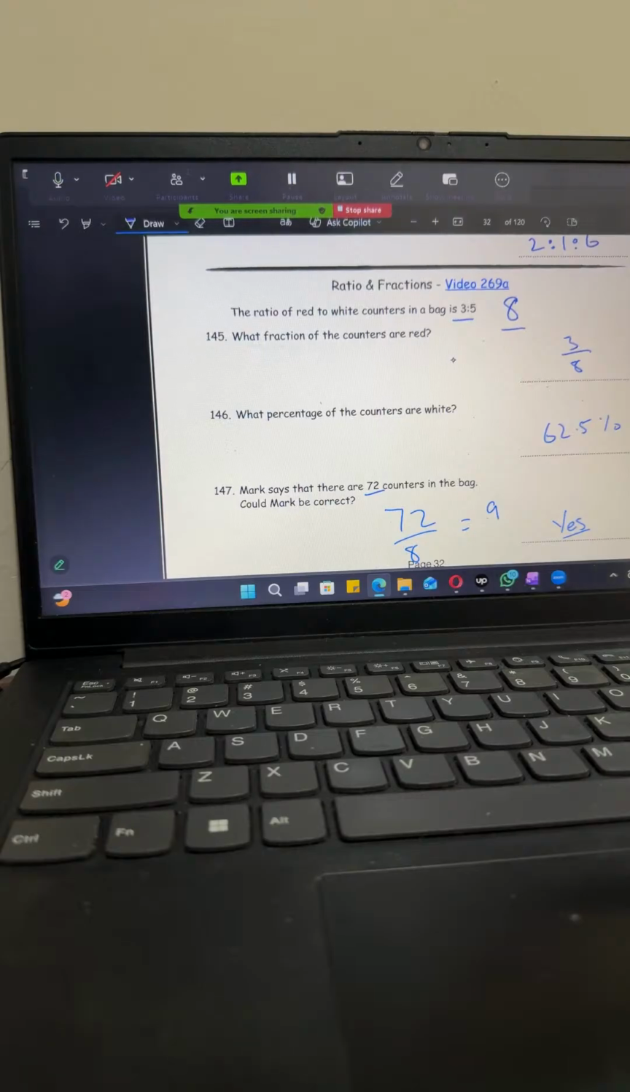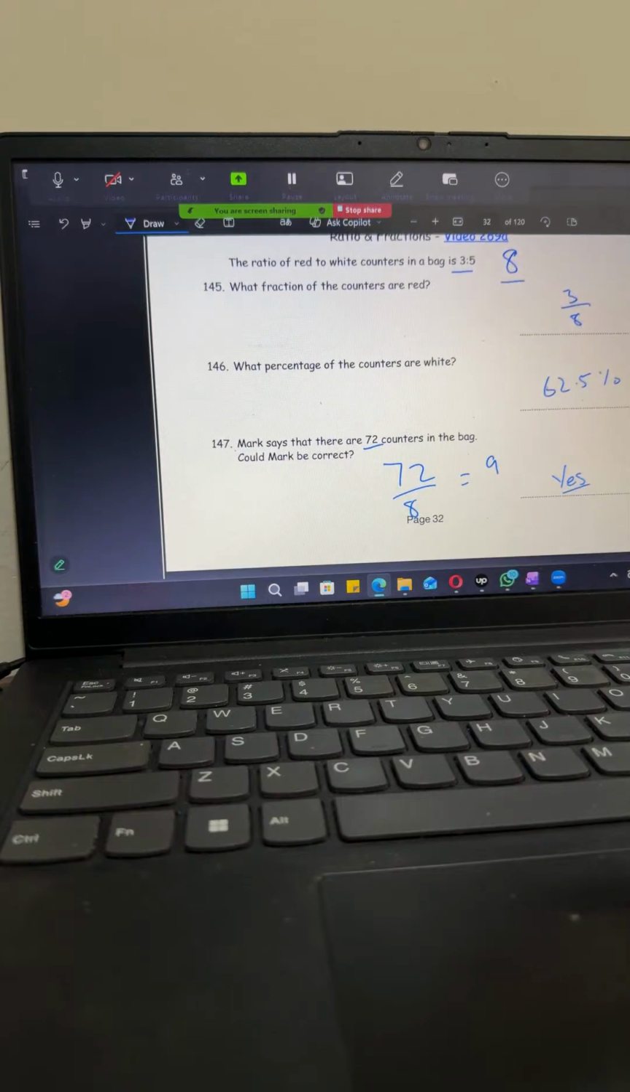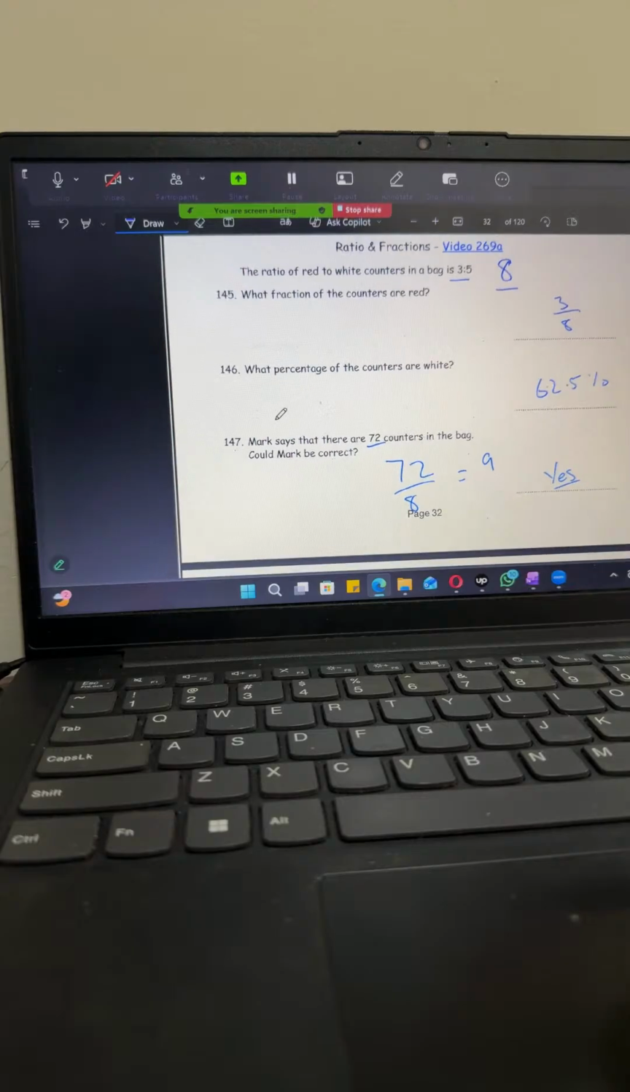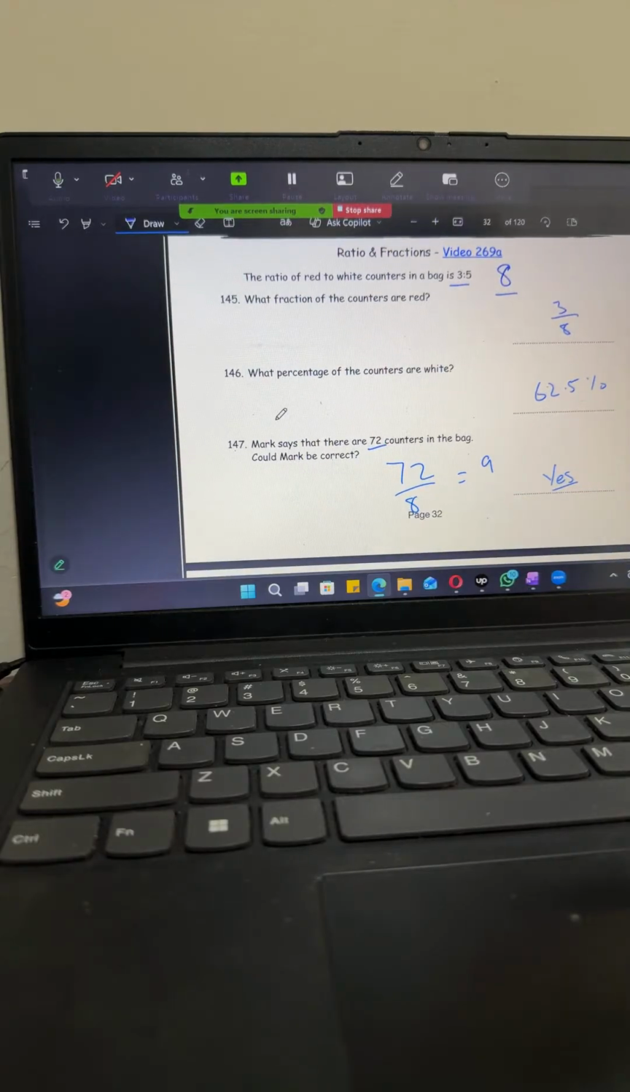Sorry, can you repeat the last steps again? Okay, can you hear me now? Yes. I said that whenever they ask about, say, 72 counters and you have to check whether it is correct or not, first you check the parts. Parts are 8. If 72 is a multiple of the parts, I mean 8 times 9 is 72, so 72 is a multiple of 8, then it's a yes. Otherwise it's a no.